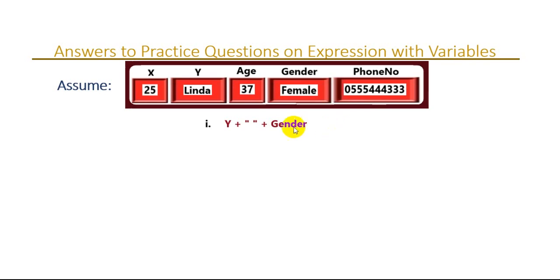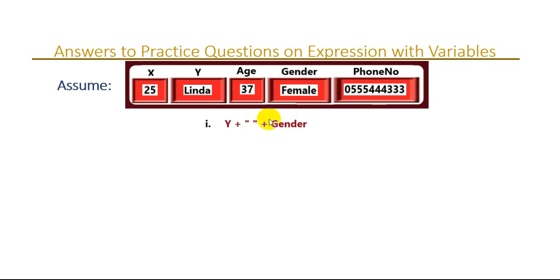In the I1 we are adding y plus 1 space plus gender. So these plus signs are concatenation, as I told you earlier. Here we don't have double quotes around y and we don't have double quotes around gender. Therefore, these two are variables we are referring to. So y is referring to this variable, gender is referring to this variable.